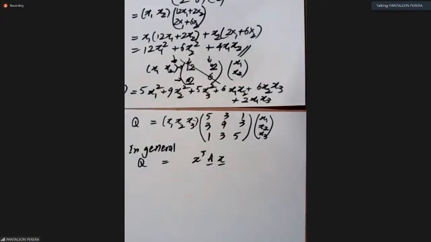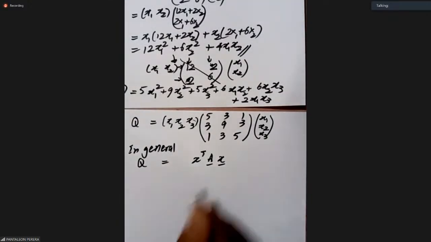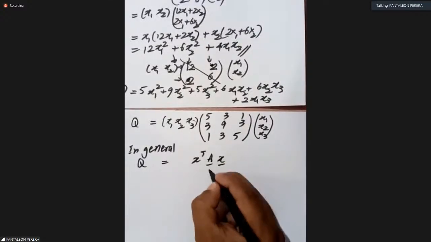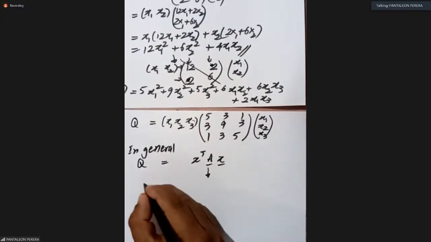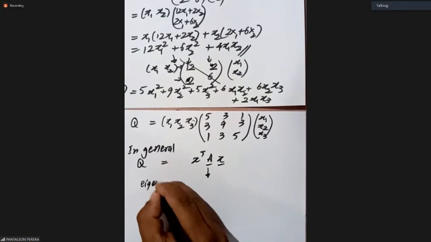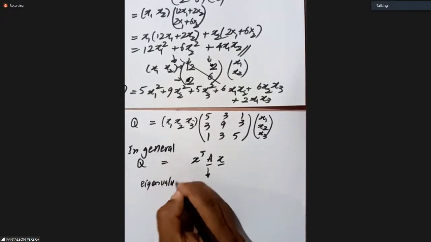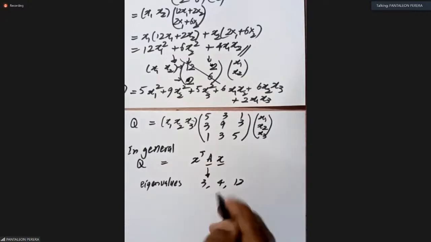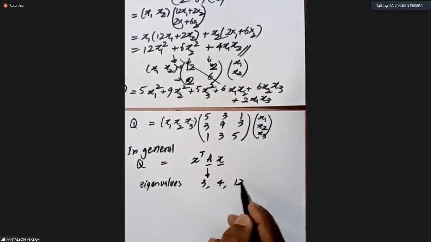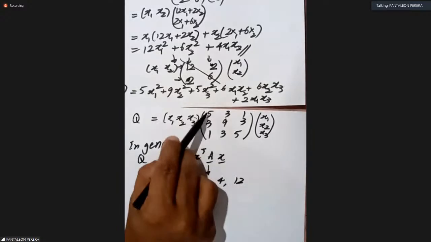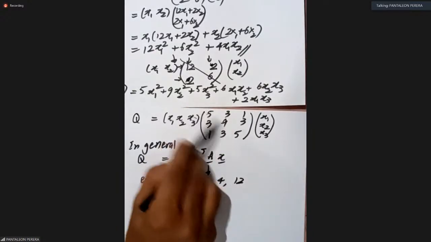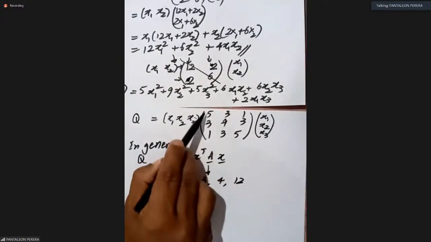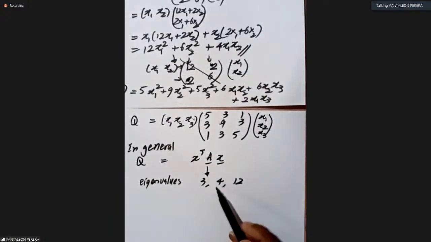Now we need a transformation. This is a symmetric matrix. You find the eigenvalues: 3, 4, 12. If you take the sum, what is it? 19. What about the sum of these numbers? 19. The trace should be equal to their sum.